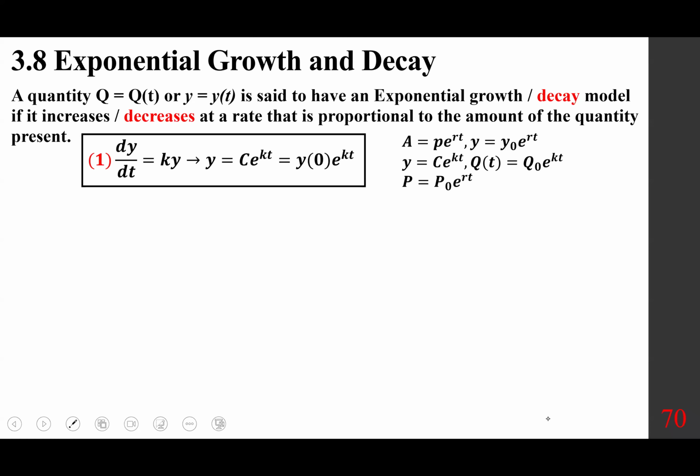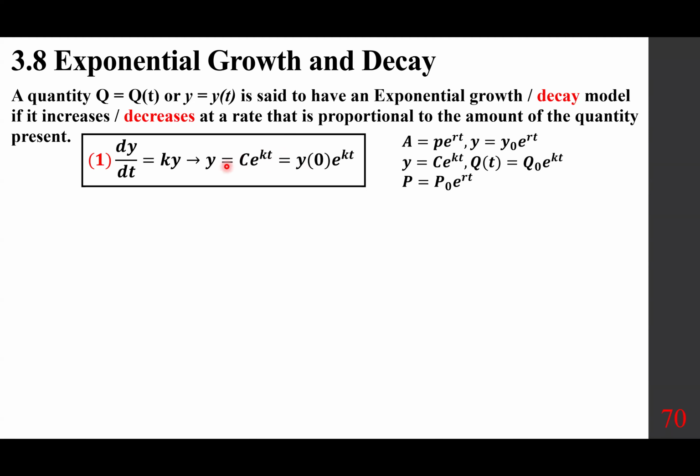Section 3.8, exponential growth and decay. A quantity Q, or Q of t, or y of t, is said to have an exponential growth or decay model if it increases or decreases at a rate that is proportional to the amount of the quantity present. So dy dt is k times y, then y is c e to the power of kt. It's an exponential format. Now, if you set t equal to 0, you get the value of c.